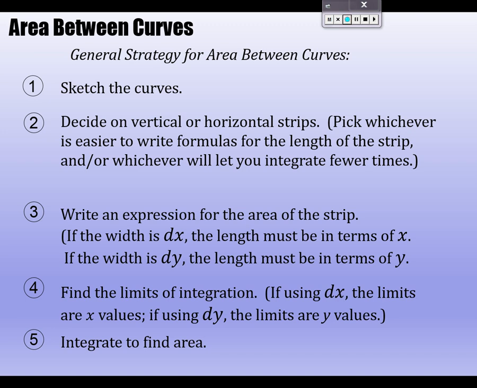So that's part 2 as well, right? Once you have the picture, now you can decide on vertical or horizontal strips with more clarity. Pick whichever is easier. If one of them generates 3 different integrals, that might not have been a great choice, right? One of them might just knock it out quickly with one integral.